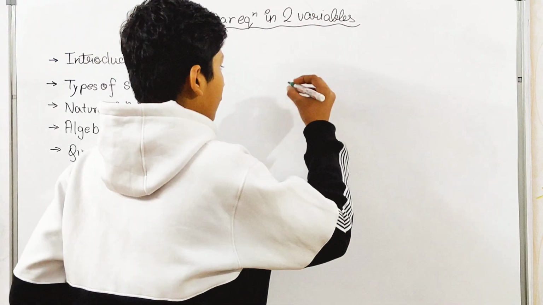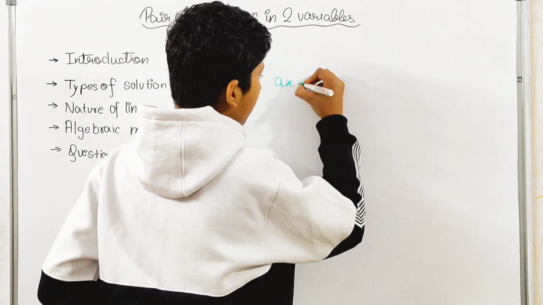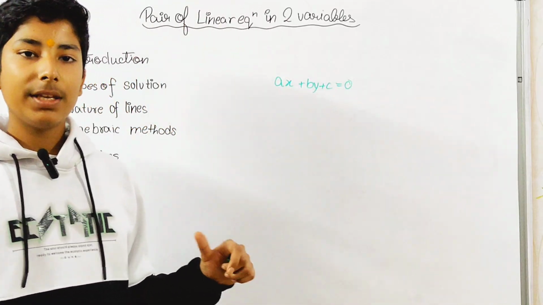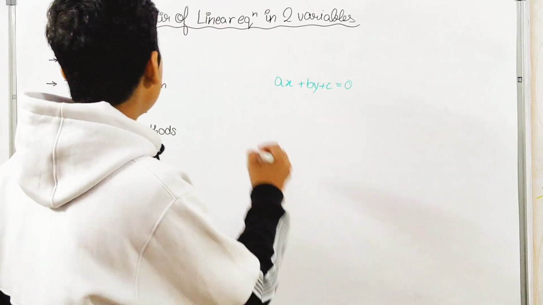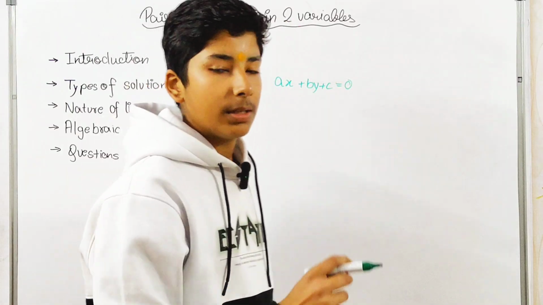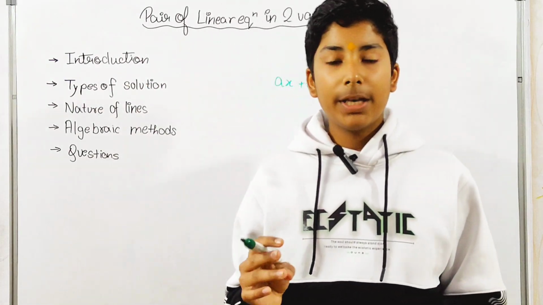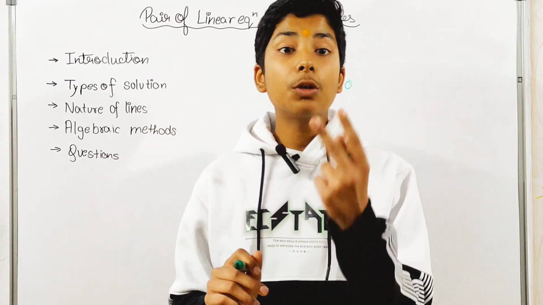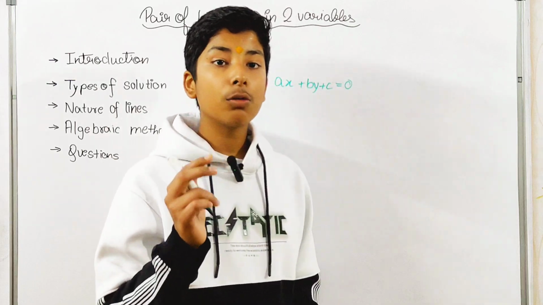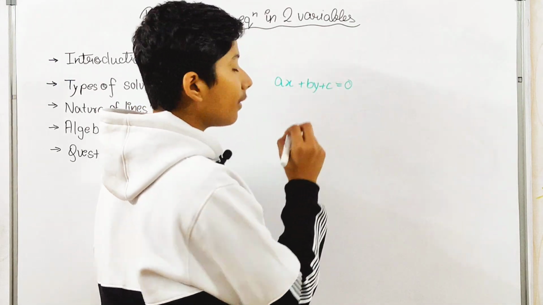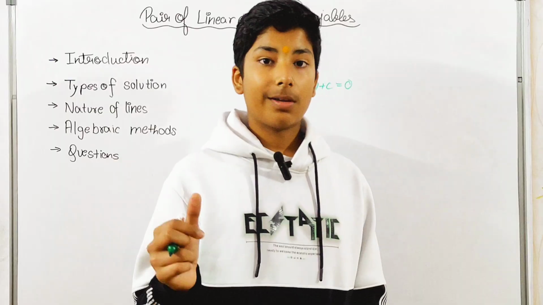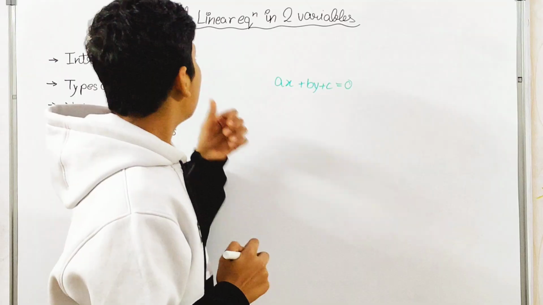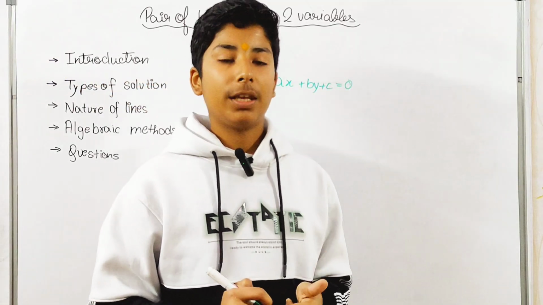ax plus by plus c equals to 0 is the standard form of linear equation in two variables. But here it is pair of linear equation in two variables. See, whenever we buy shoes, it is known as pair of shoes. Pair of shoes, which means two shoes. So a pair means two in number. So if you are given two linear equations in two variables, then they are known as pair of linear equations in two variables.